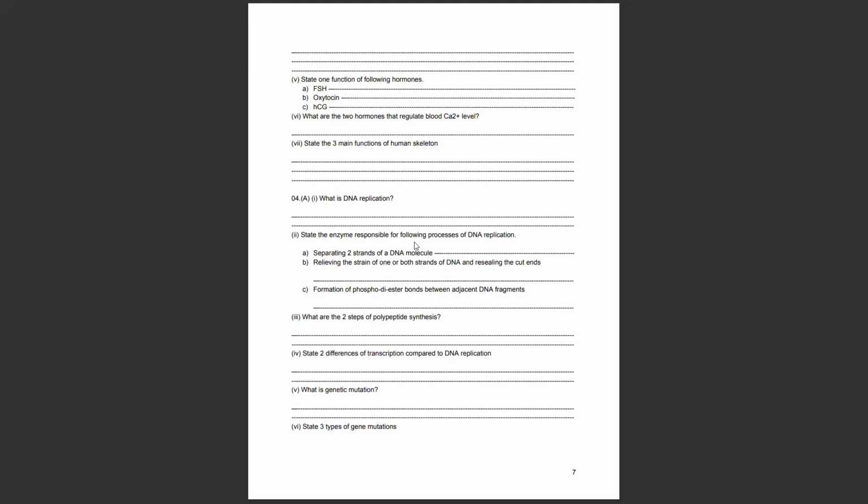Give 3 marks. Roman number 6. What are the 2 hormones that regulate blood Ca 2 plus level? Calcitonin and PTH, parathyroid hormones.